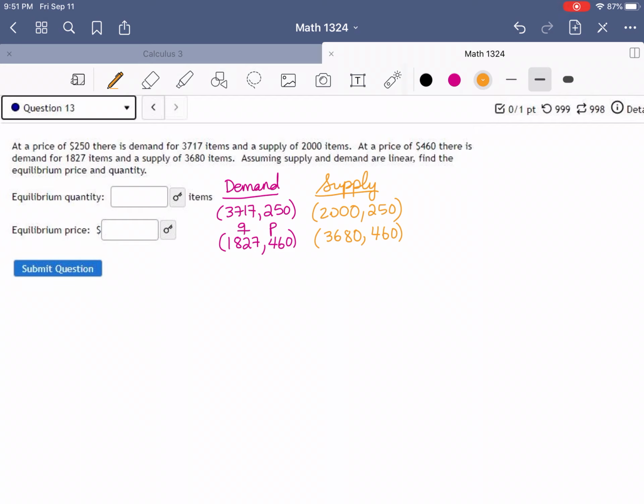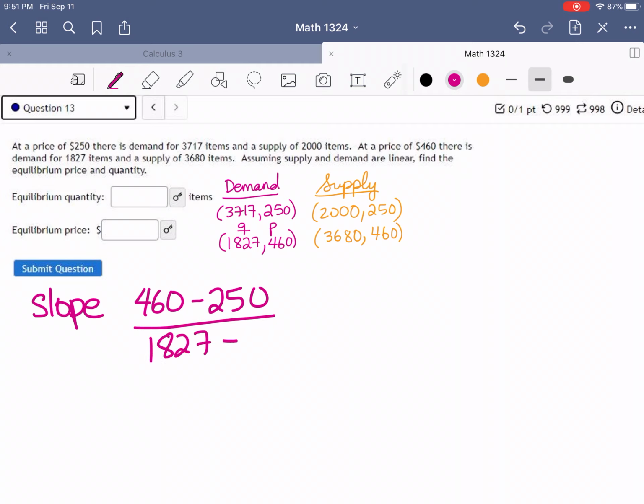To come up with the equation for demand, we need a slope. And in this case, that comes from rise over run. As long as you're consistent, it doesn't matter which way you go. But here we go with 460 minus 250 over 1827 minus 3717. While I say make sure you're consistent, notice here that I start with the p's on the second point, and so I must start with the q's on the second point as well.